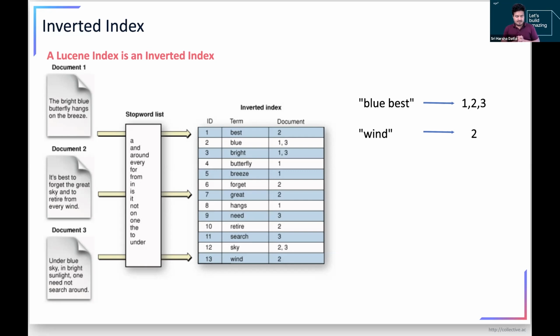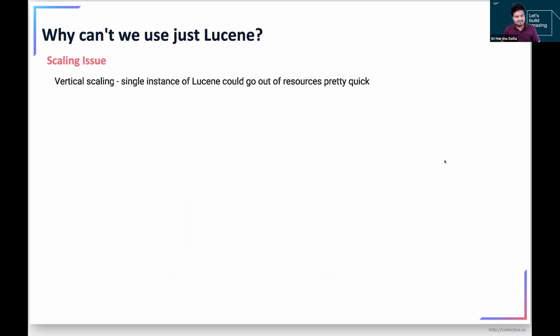Okay. The next, probably before you go to the next slide, you might be thinking, oh wow, I know Lucene is so powerful. Then why can't we use Lucene itself? Why is there a need for Elasticsearch?